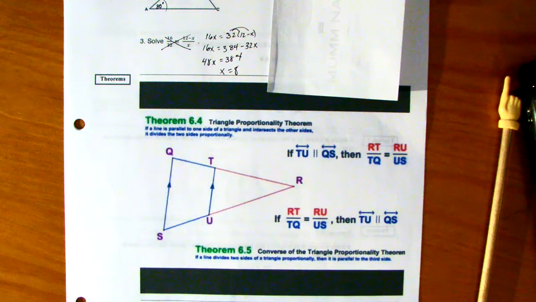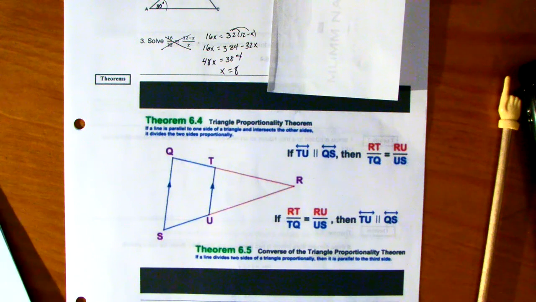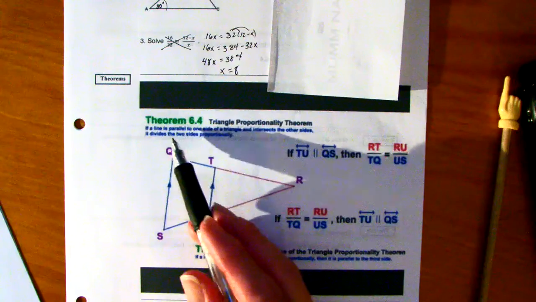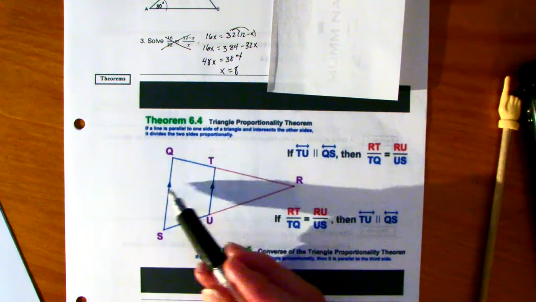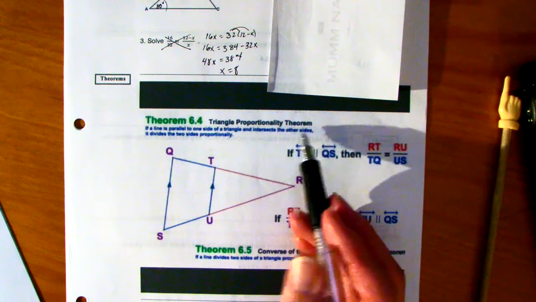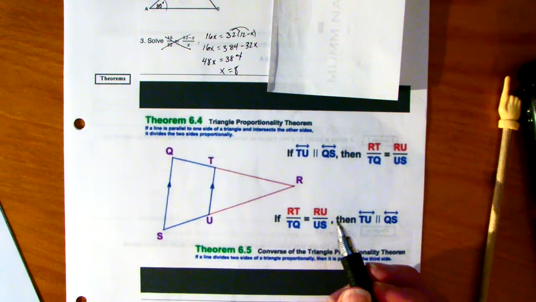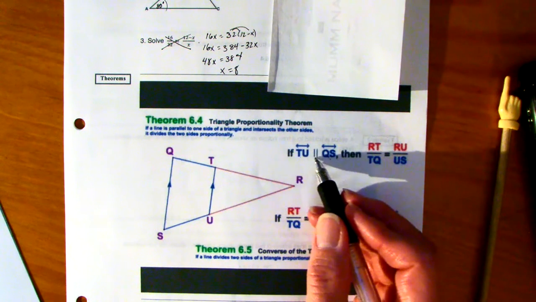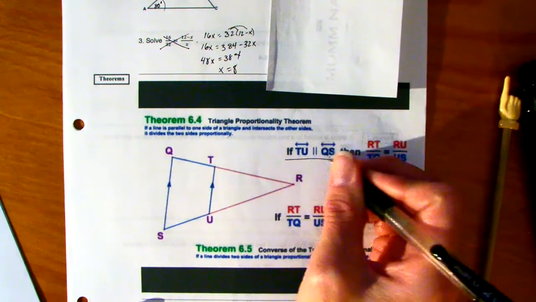Theorems. There's some good stuff here, and a lot of students forget these theorems specifically, but they know that there's proportions involved. So here we go. Triangle proportionality: if a line is parallel to one side of a triangle, for instance these two, and intersects the other sides, it divides the two sides proportionally. Okay, so if TU is parallel to QS, here we have the parallel lines. This is what you start with.